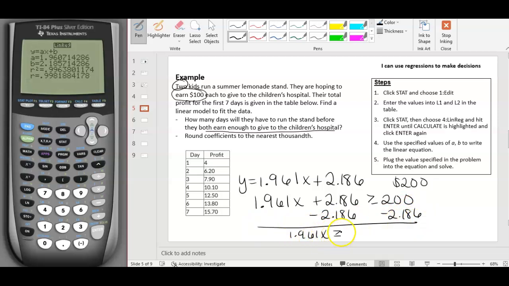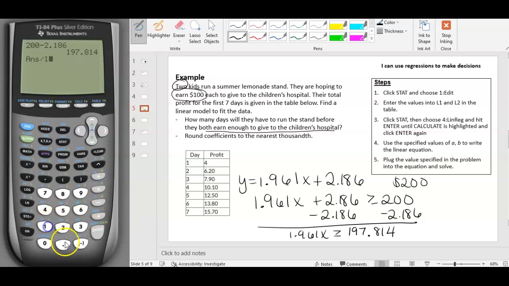1.961x is greater than or equal to 200 minus 2.186. So when I do that, I get 197.814. Now to solve for x, I just need to divide both sides by 1.961.